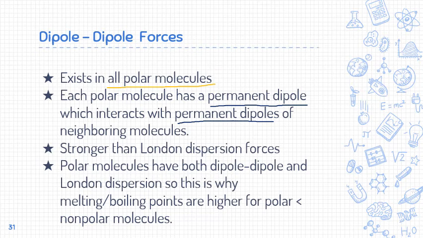Our dipole-dipole forces are stronger than the London dispersion forces that we just looked at. Because polar molecules have both dipole-dipole and London dispersion, polar molecules will have a higher melting and boiling point than nonpolar molecules, essentially because there is more attraction between those individual molecules. When we are changing from a solid to a liquid or a liquid to a gas, we have to put in energy in order to separate those molecules from one another. And if there are more forces at play holding them together, we need more energy to do that, which translates to a higher melting or boiling point.